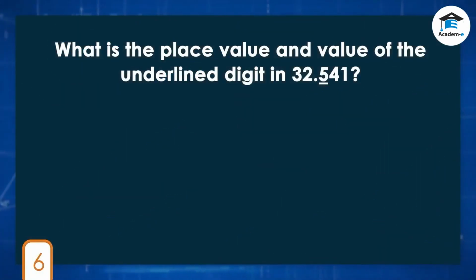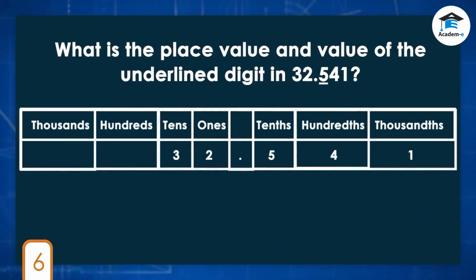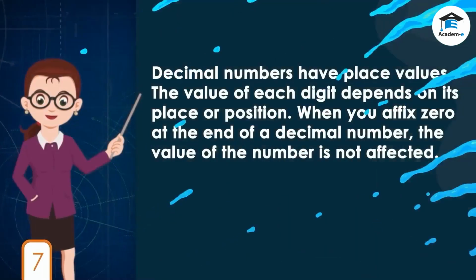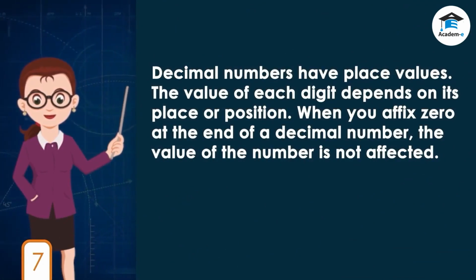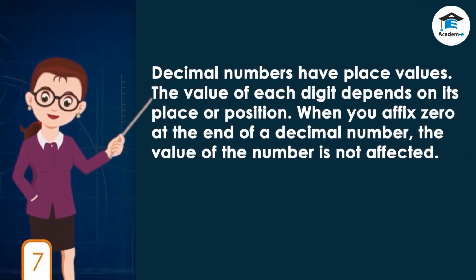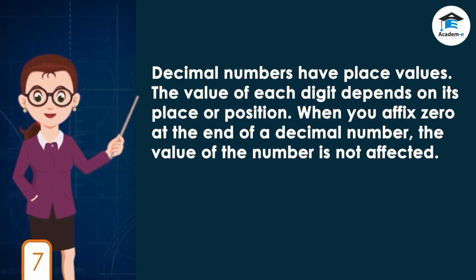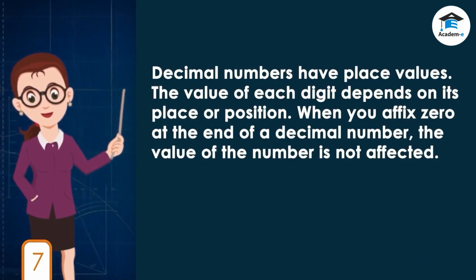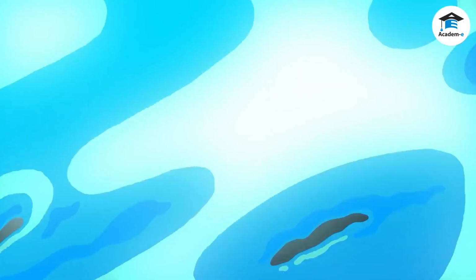What is the place value and value of the underlined digit in 32.541? The place value of 5 is tenths, and the value of 5 is 5 tenths or 0.5. Decimal numbers have place values. The value of each digit depends on its place or position. When you affix 0 at the end of a decimal number, the value of the number is not affected.